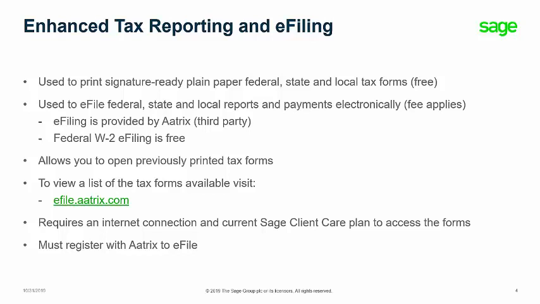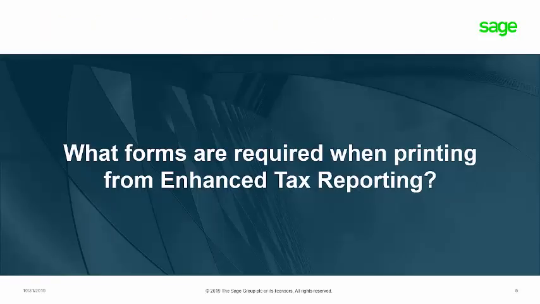To sign up for e-filing, go to, again, efile.atrix.com, select the Enroll tab, and this site will have more information about the programs and fees for e-filing forms. Now we're going to look at what forms are required when printing from enhanced tax reporting.